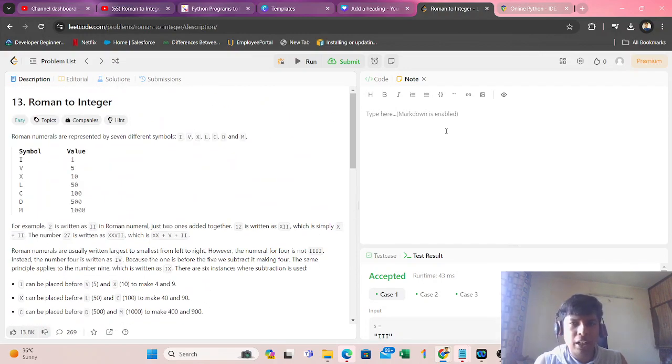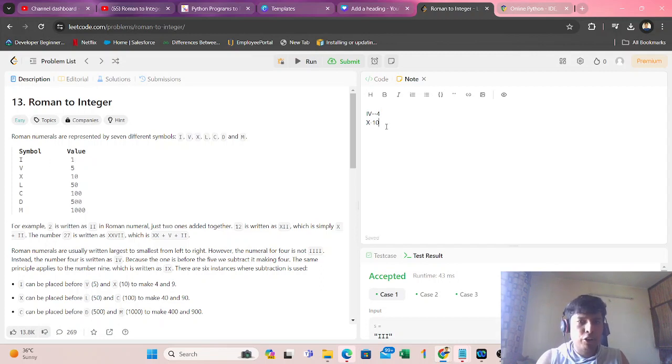Basically, you will be given a Roman number in the form of a string, like IV. In the output, you have to print the result in the form of an integer, which means you have to give 4 for this. Suppose X is given as an input, you have to give 10.